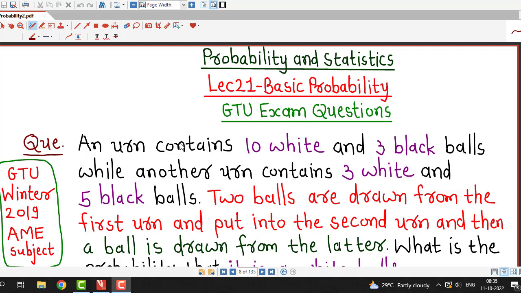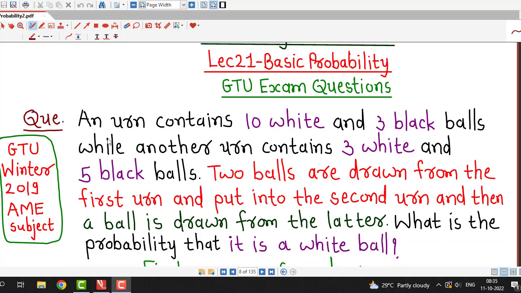In this lecture we are going to discuss this question on probability, and it was asked in the GTU Winter 2019 exam of the AME subject. AME, that is Applied Mathematics for Electrical Engineering. So first we understand what this question is about, and then we will try to answer it.